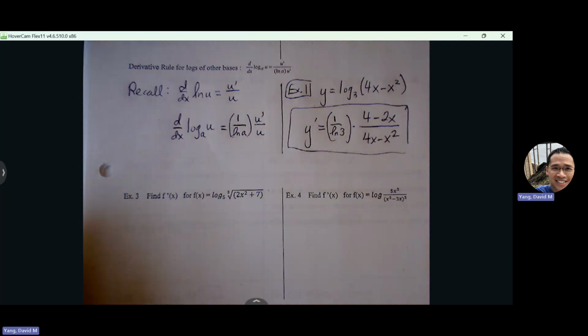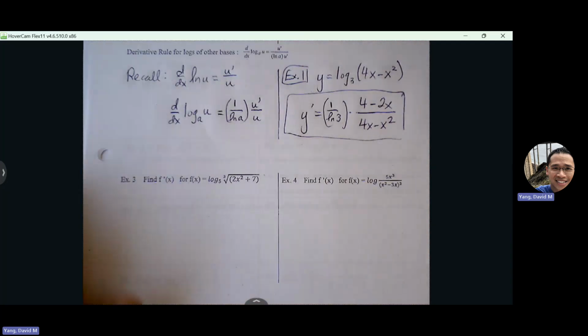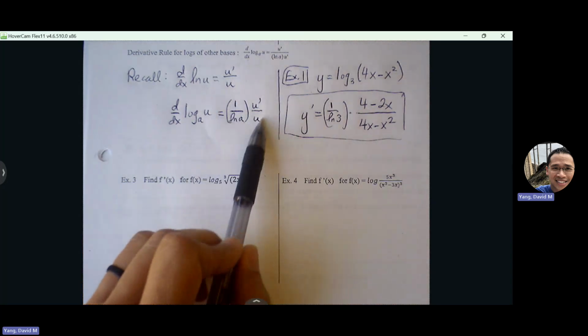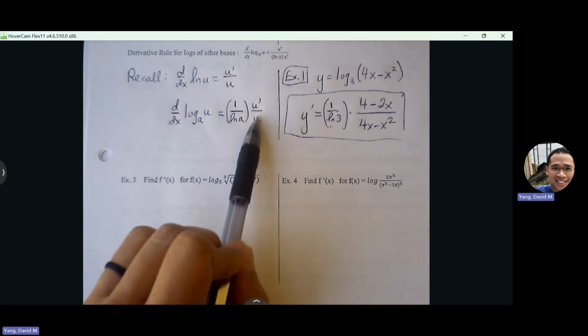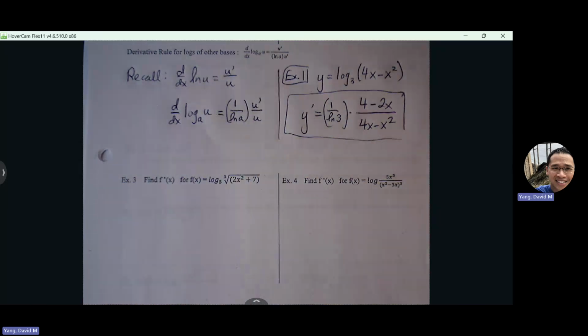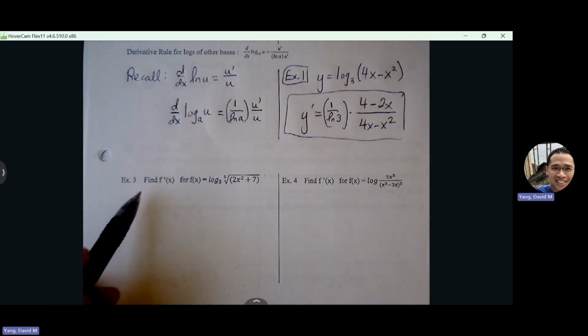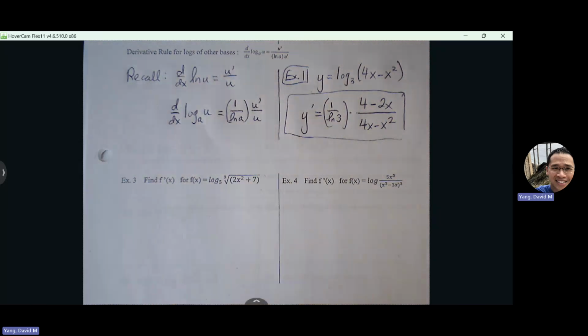Okay, so we're going to initially go through the same expansion steps as natural log, but then when we get to the derivative, we just have a slight adjustment to adapt to our new rule because it's not going to be base e. Let's look at example 3. Find f prime for our function log base 5 of cube root of 2x squared plus 7.